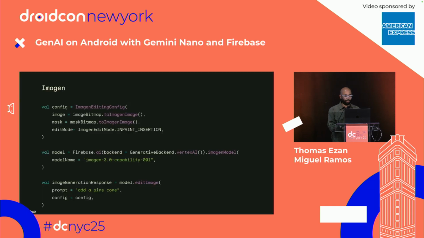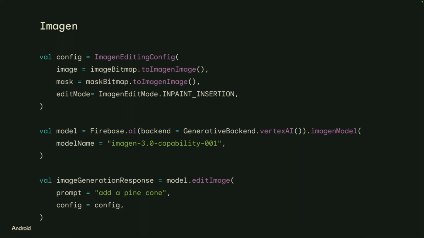And just to show you how it works, and this API might slightly change in the future, but it's not going to be that different from what I'm showing here. You start by defining the configuration. So you pass an image and you pass a mask. So you basically have a bitmap object that you convert into an image and you define the edit mode that you want to use. So here it's in-painting insertion. But as I said, you can also do out-painting.